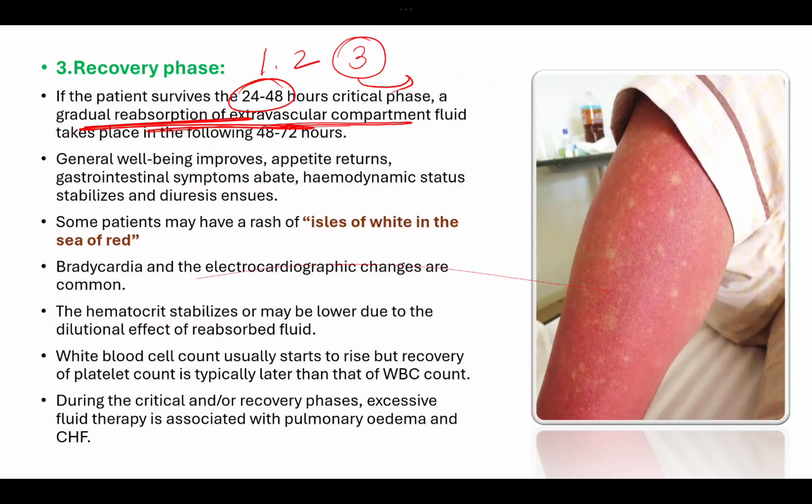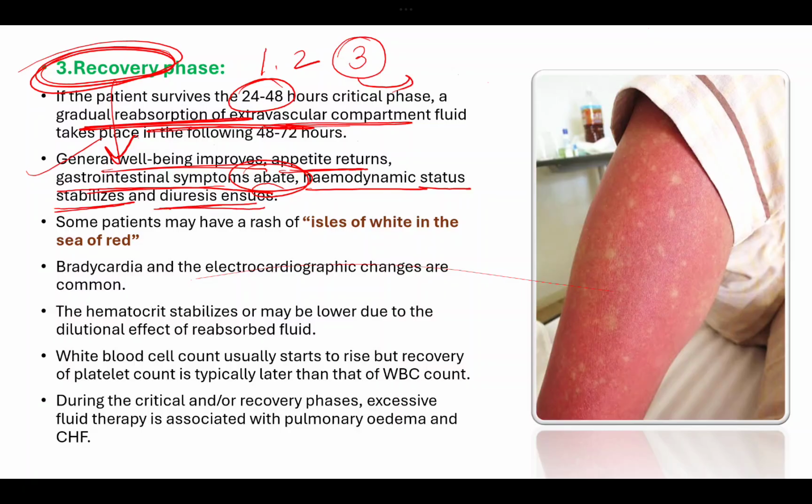The general well-being will improve. As the term recovery suggests, we have to write down the well-being of the patient improves, and appetite will return back. The GI symptoms will improve, they will come down a bit, and hemodynamic status will stabilize, and the diuresis ensues. So we see that in the recovery phase, the patient has started to improve its appetite, the hemodynamic status is stabilizing, and diuresis ensues.